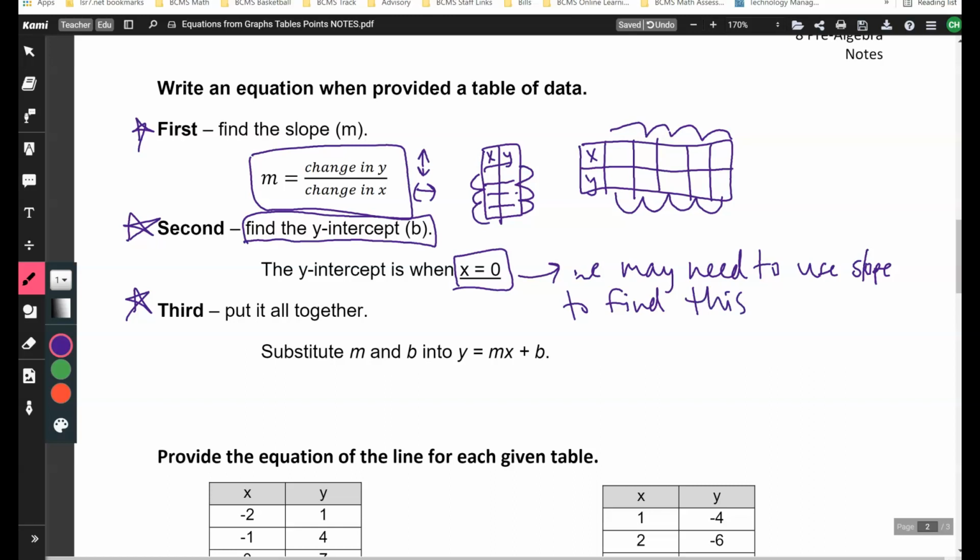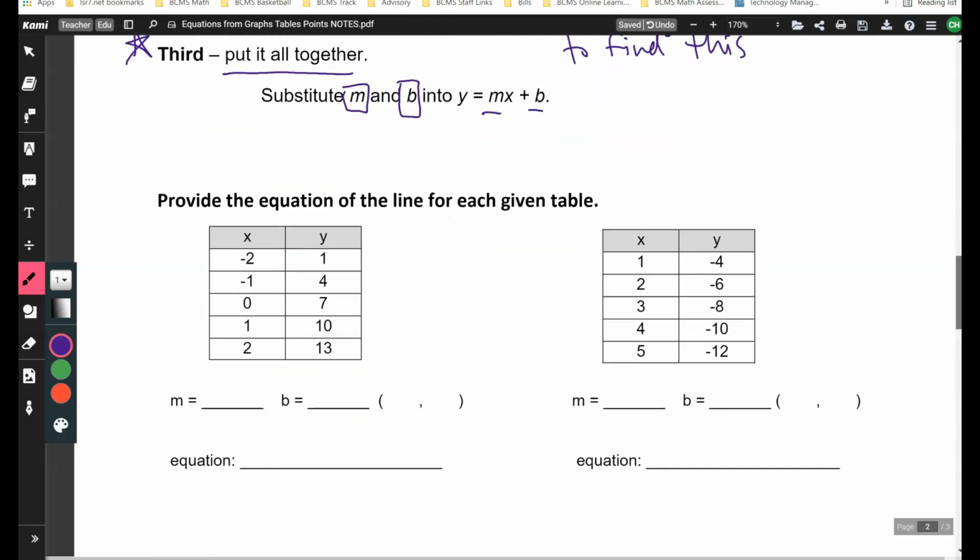And then third, we're going to put it all together. Once we know the slope and the y-intercept, you just plug them in, and then any y in this relationship is equal to that slope times an x value in this relationship, and then either plus or minus my y-intercept. So let's go take a look at this.